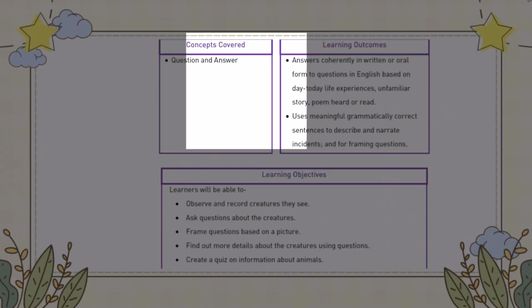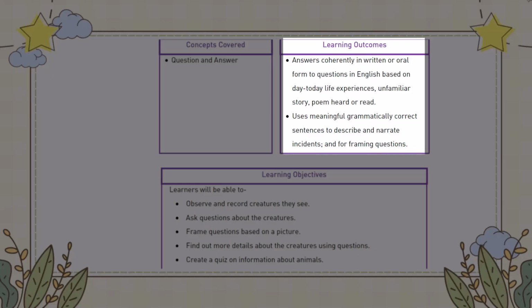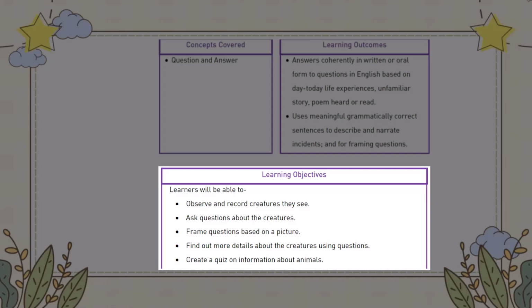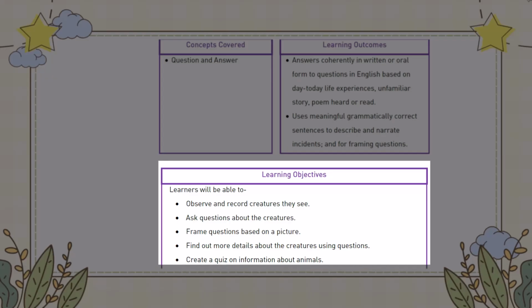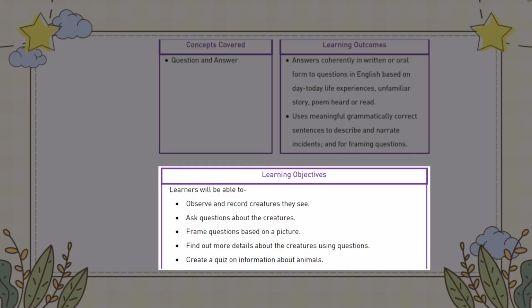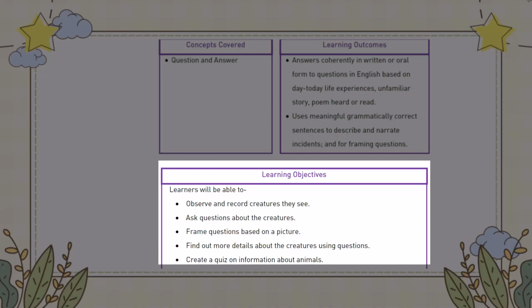The concepts covered are question and answer. The learning outcomes: answers coherently in written or oral form to questions in English based on day-to-day life experiences, unfamiliar story, poem heard or read. Uses meaningful grammatically correct sentences to describe and narrate incidents and for framing questions. Learning objectives: learners will be able to observe and record creatures they see, ask questions about the creatures, frame questions based on a picture, find out more details about the creatures using questions, and write a quiz on information about animals.